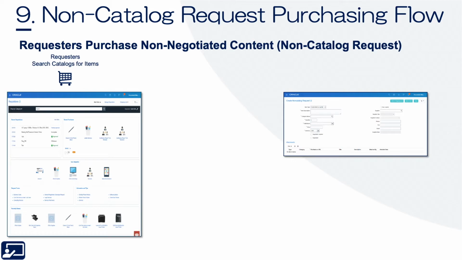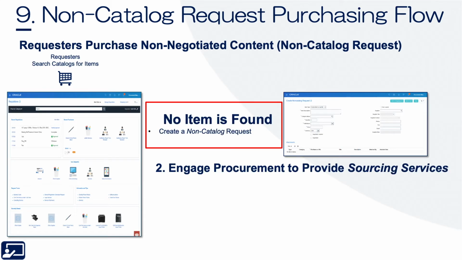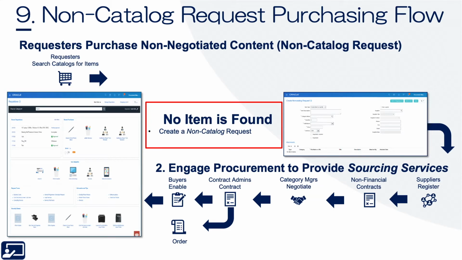Ninth topic, non-catalog request purchasing flow. So now let's go walk through this process flow again. Requesters purchasing non-negotiated content. So requesters search catalogs, no item is found. So there on the right, you can see we're going to use our non-catalog request form to engage Procurement to provide the sourcing services. Procurement may do any of the following: register suppliers, create non-financial contracts. So remember, this could be a pre-purchase contract like a master of services. Could also be a joint venture, could be a non-disclosure. We may do some level of sourcing or negotiation. Then we have another purchase contract, and we may enable content or create a PO.